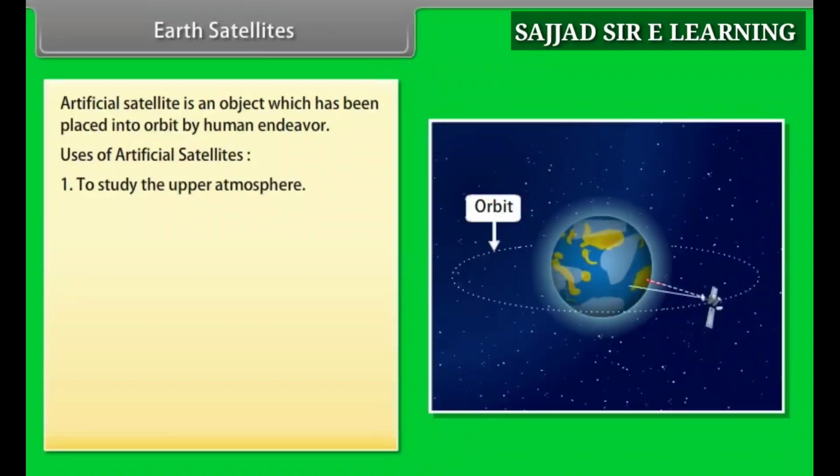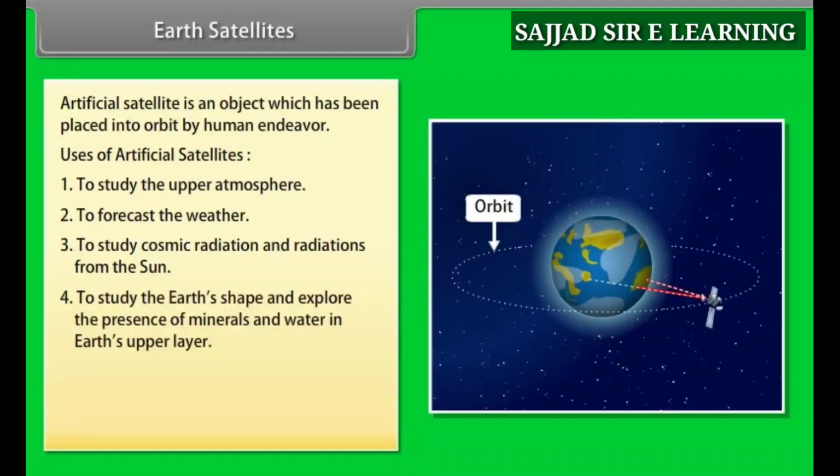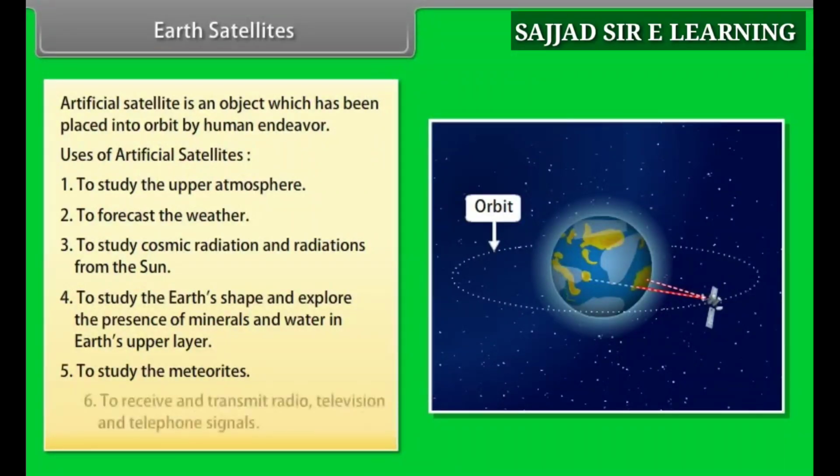To study the upper atmosphere. Number 2. To forecast the weather. Number 3. To study cosmic radiation and radiations from the Sun. Number 4. To study the Earth's shape and explore the presence of minerals and water in Earth's upper layer. Number 5. To study the meteorites. Number 6. To receive and transmit radio, television, and telephone signals.